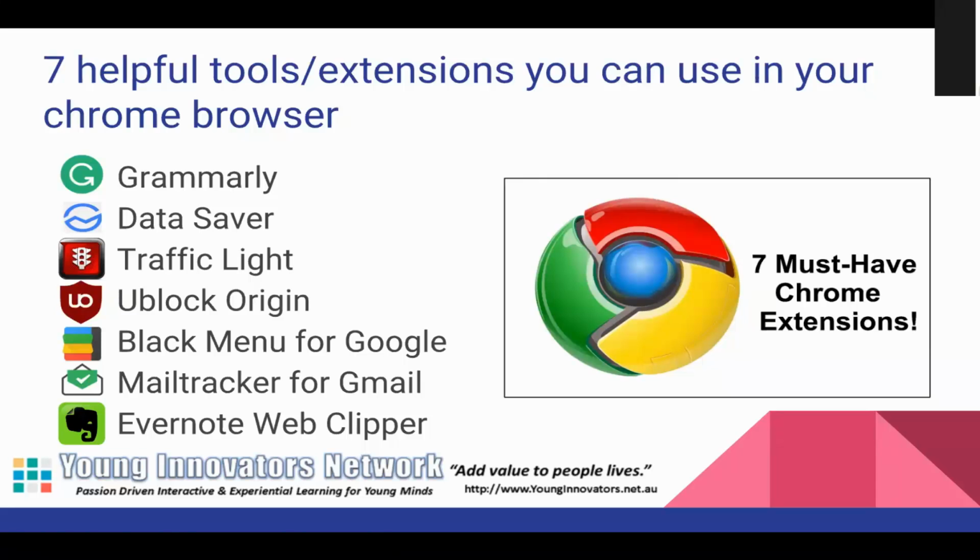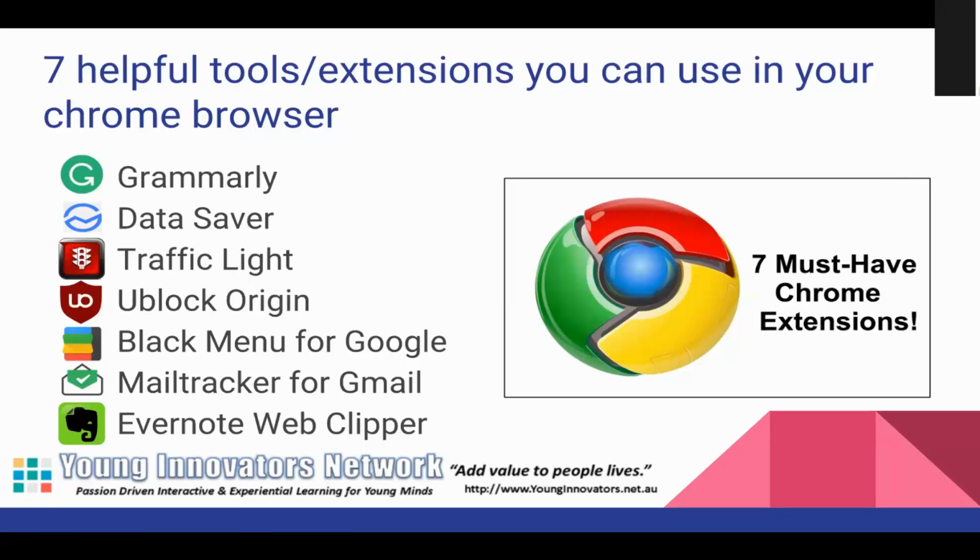So 7 tools or extensions I'll be talking about are Grammarly, Data Saver, Traffic Light, Ublock Origin, Black Menu for Google, Mailtracker for Gmail, and Evernote Web Clipper. So I'll be briefly going over each one of them.